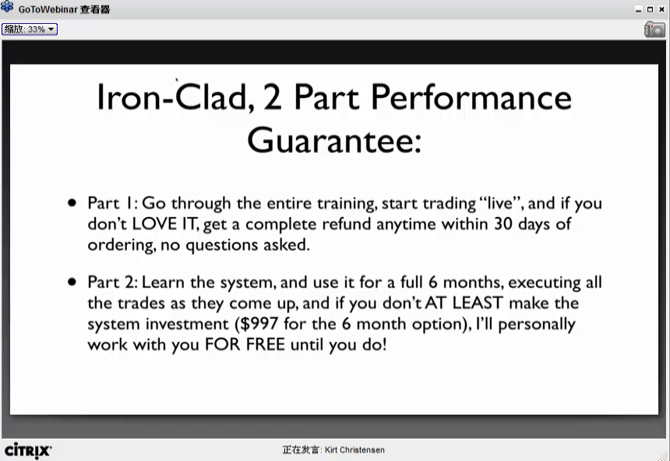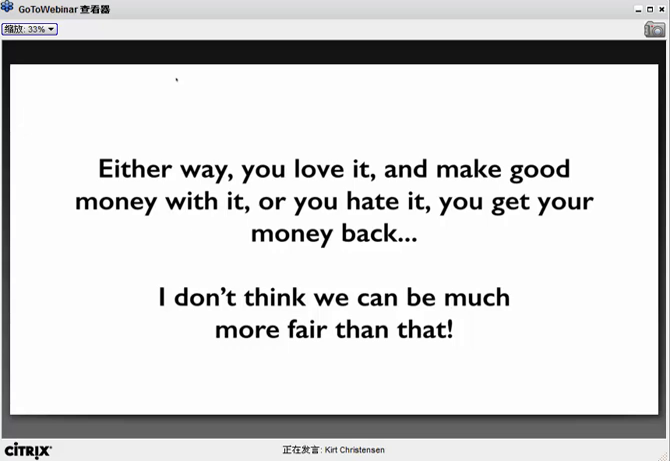So part 1 is a pretty no-brainer. It's a 30-day money-back guarantee. Part 2 is where I'm agreeing to spend my time with you to make you profitable and to earn your investment back. Either way, you love it and make good money with it, or you hate it and you get your money back. I don't think we could be much more fair than that. I'm extremely confident in the system.